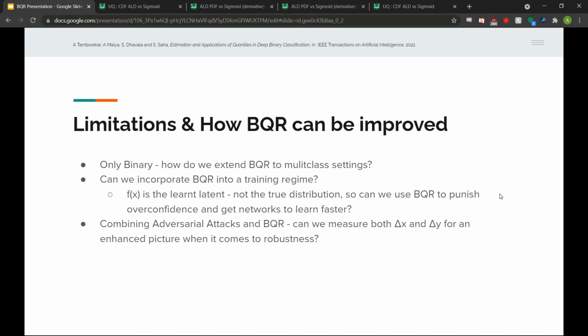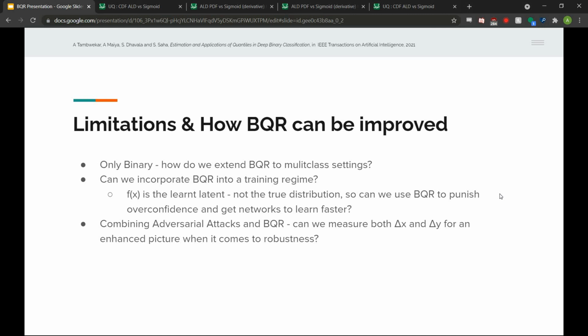The second is how we can take this forward. So the first one is whether we can incorporate BQR into a training regime, because you have to keep in mind that f of x is the learned latent by the network. It's not the actual true distribution. So can we use BQR to punish overconfidence? Can we use BQR to get networks to learn faster when it starts straying away from the latent?